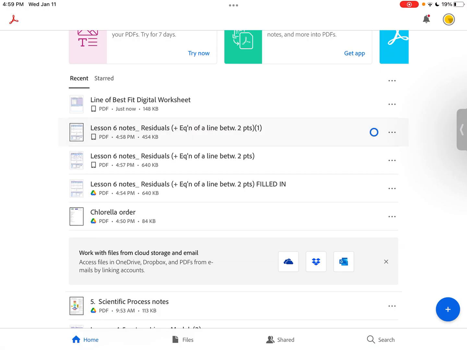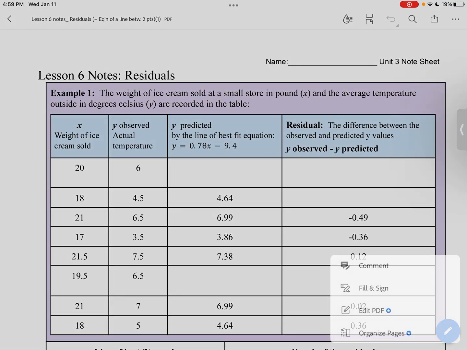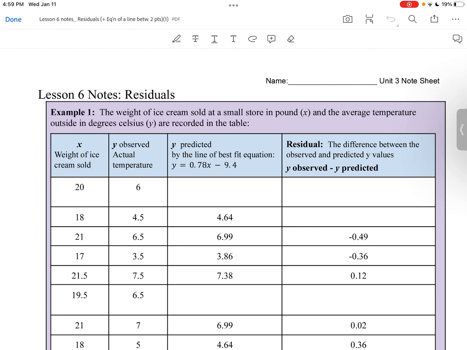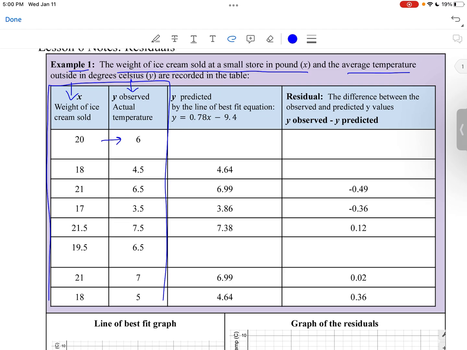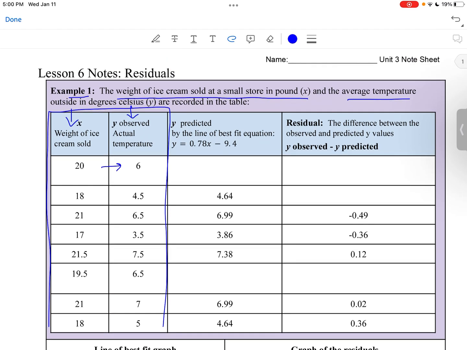So let's see here. Pull this up for us. Here we have an example. It's the same problem from the digital worksheet that you did, the ice cream cone. The weight of the ice cream cone sold in pounds is here, the X column. And then the average temperature on the day that many pounds of ice cream was sold is the Y. So these two columns are the same as the XY chart in the digital worksheet that you did, where you used Desmos to make a graph.